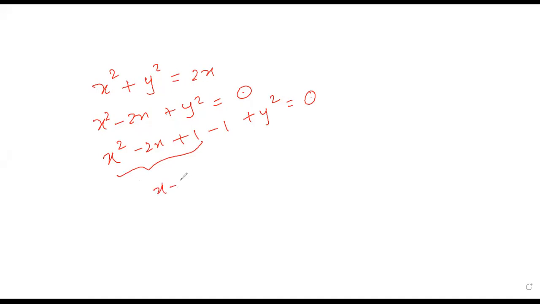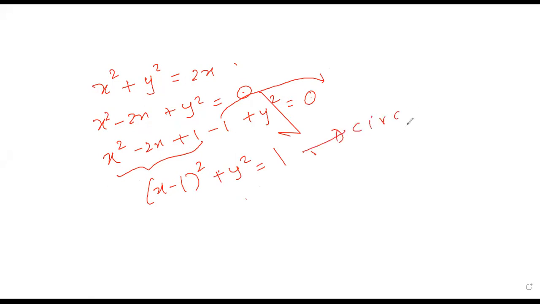X. Give me a second. Okay, (x minus 1) whole squared. So I can take this minus 1 to this side. So this will be y squared equal to 1. Okay, now we got our circle form. So this is our circle equation.